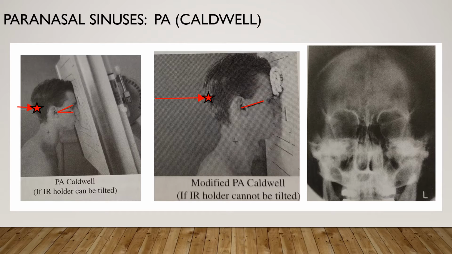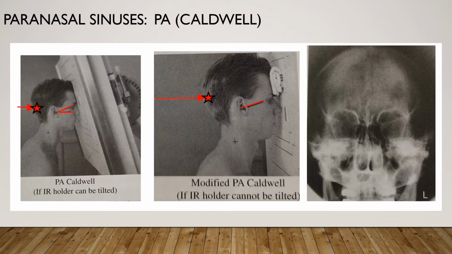You want to adjust the head so that the orbital meatal line is parallel to the IR with no rotation. You want to center the IR to the nasion. The central ray is going to be horizontal or parallel to the floor, and it's going to exit the nasion. Now once again, remember the nasion is going to be at the very top of the nose.